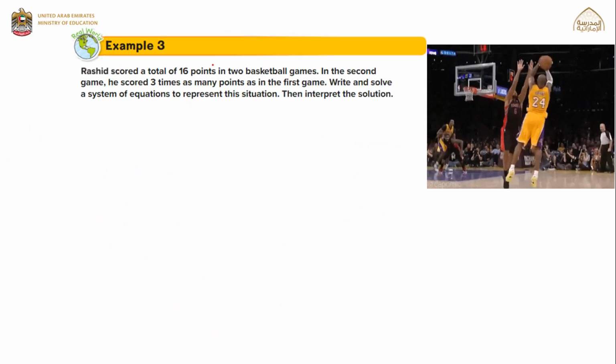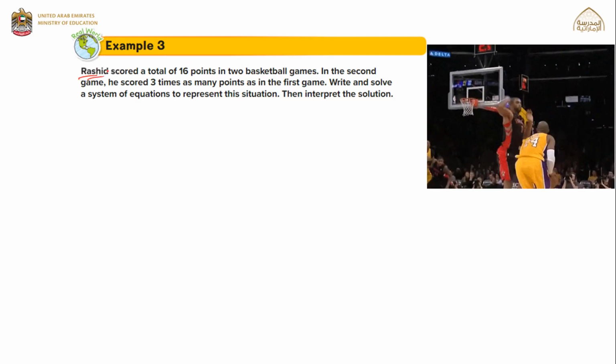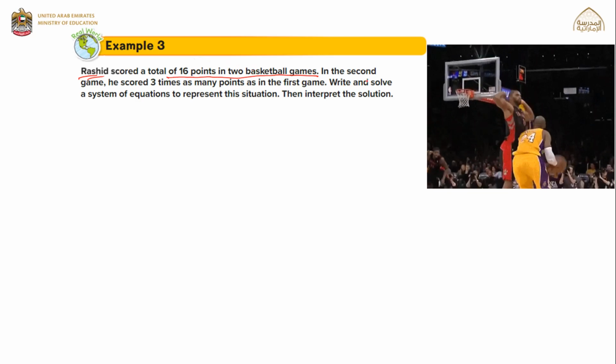So when you move on to the real world example, you could see that there's a basketball court. The basketball players are playing. So here is a player called Rashid. He has scored 16 points altogether in 2 basketball games. And in the second game, he has scored 3 times as many points as in the first game. So you have 2 sets of information where you have to make a system of equations. That's asked in the question. They're asking us to write and solve the system of equations to represent the situation.